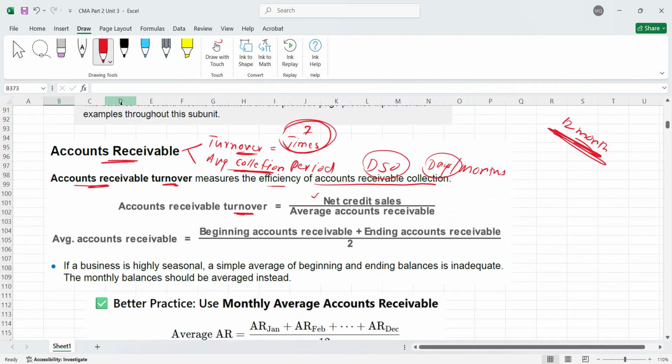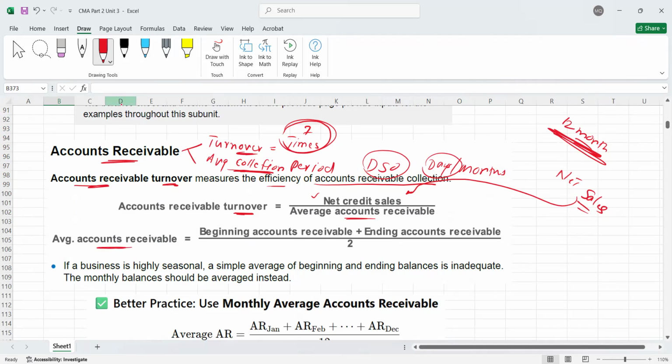Another scenario: if sometimes in your exam question only net sales is given, and there is no breakup for cash sales or credit sales, then we will assume this net sale is equal to your credit sales. So we will take net credit sales divided by average account receivables. Now the question is how average account receivable is calculated.